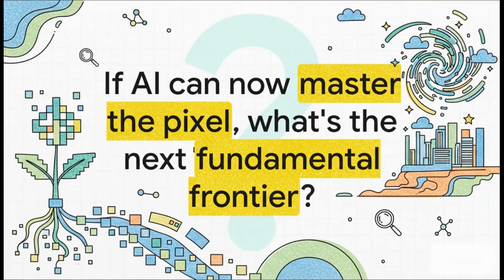And that really just leaves us with one final big question. For years, mastering the pixel has been one of the toughest mountains to climb in AI. Now that we're seeing models like Farmer actually start to conquer it, it really makes you wonder, what's the next fundamental frontier that AI is about to blow right past?